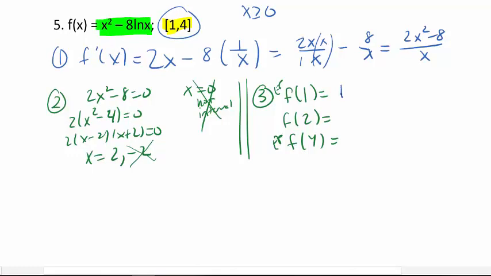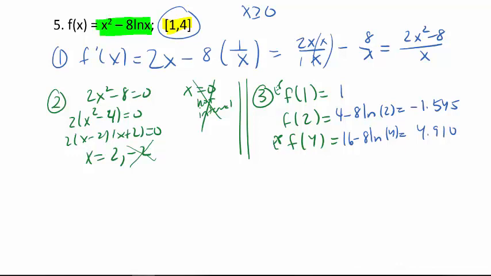F of 1 will be 1. F of 2 will give you 4 minus 8 natural log of 2. That's the exact answer. The rounded answer would be negative 1.545. If I plug in 4, I'm going to get 16 minus 8 natural log of 4 for my exact answer and the rounded answer.